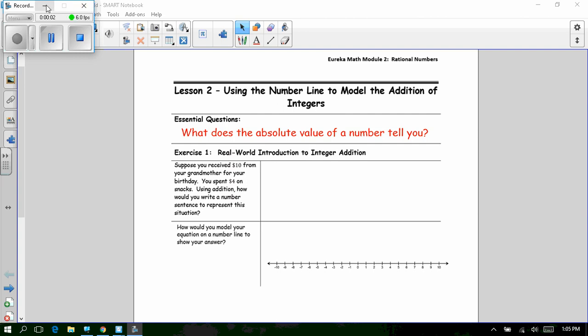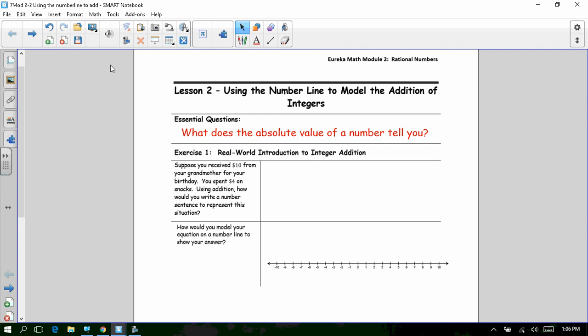All right, ladies and gentlemen, it's Mrs. Hoekstra. Time to do lesson 2 of our second module, module 2. In today's lesson, using the number line to model the addition of integers. And the essential question today, what does the absolute value of a number tell you?